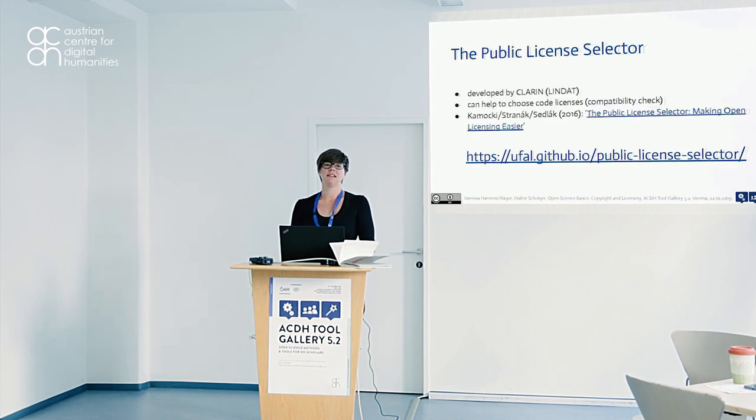Two tools. The public license selector is a tool developed by the Czech Clarin Lindat. One of the authors of this tool is the aforementioned Pavel Kamotsky. It's a very simple tool that just makes you answer a series of questions. You can either license data or code with this tool, and you can just click through the questions, answer them, and then in the end, the tool informs you what licenses you are legally able to attribute to the source that you are trying to license.